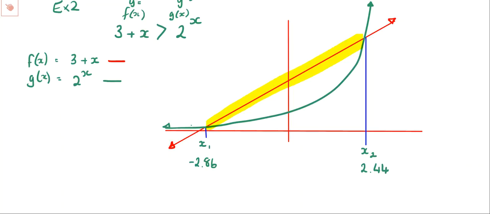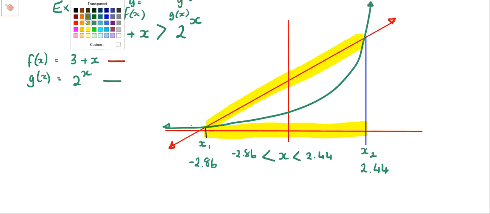And then we can say that because the line is between those 2 points, we are looking for an inequality where x is between those 2 points. So we've got x should be less than, and we've got no equal sign here, so it must be less than x2 and greater than x1. So it's minus 2.86 and 2.44, and that is your solution.